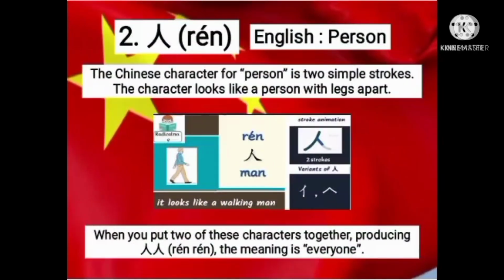Number 2 is Ren, in English person. The Chinese character for person is 2 simple strokes. The character looks like a person with legs apart. It is also like a walking man. When you put 2 of these characters together producing Ren Ren, the meaning is everyone.